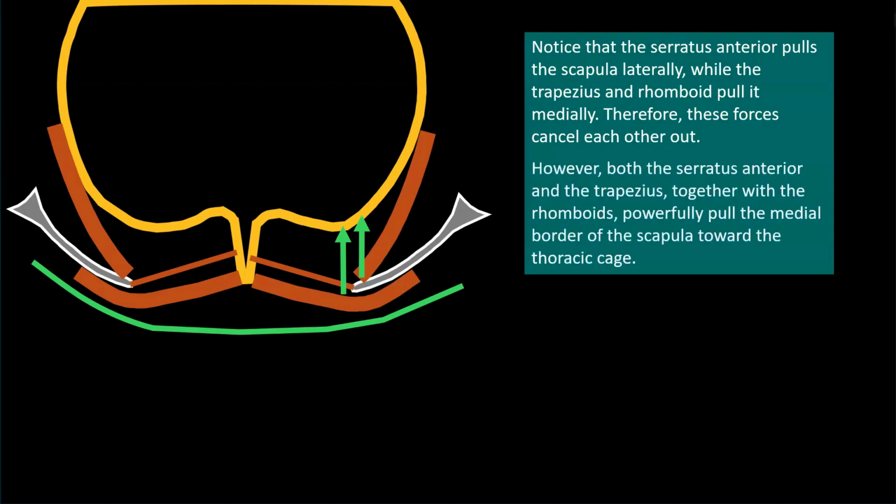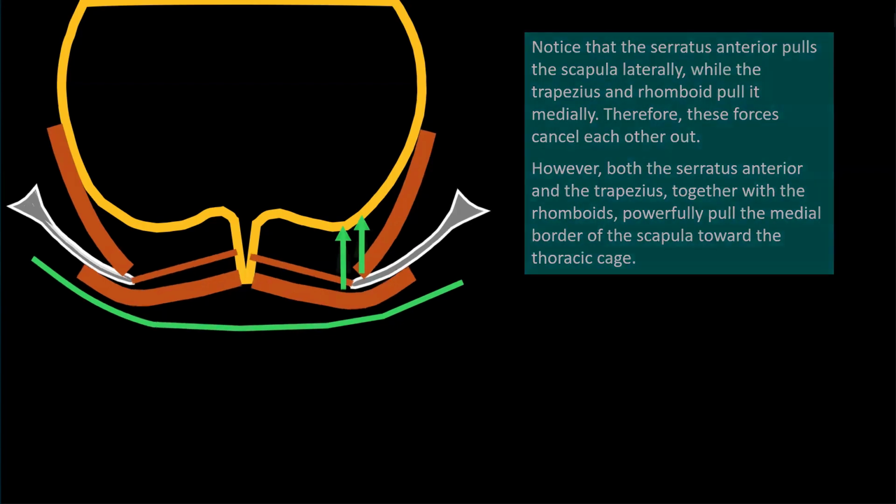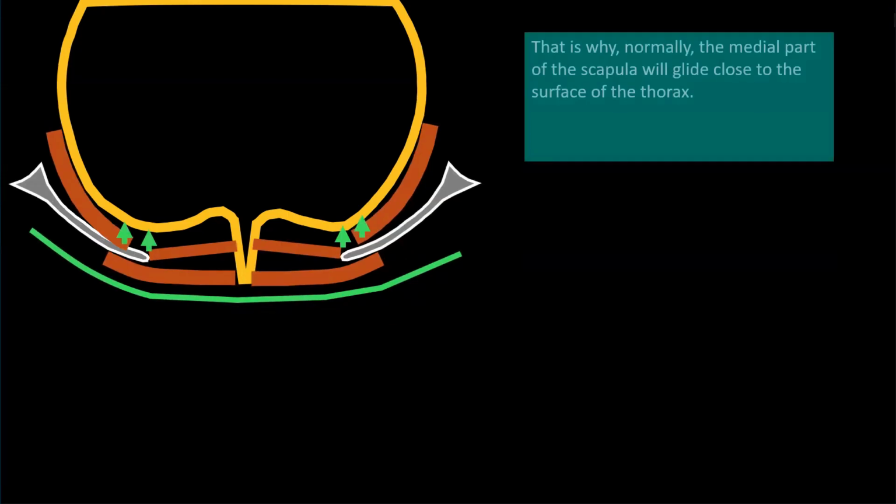However, both the serratus anterior and the trapezius, together with the rhomboids, powerfully pull the medial border of the scapula towards the thoracic cage. That is why normally the medial part of the scapula will glide close to the surface of the thorax.